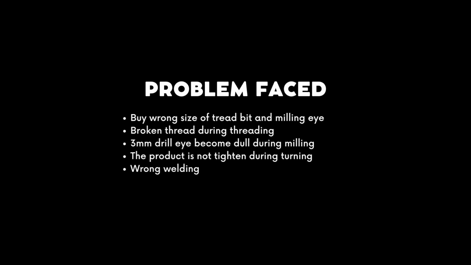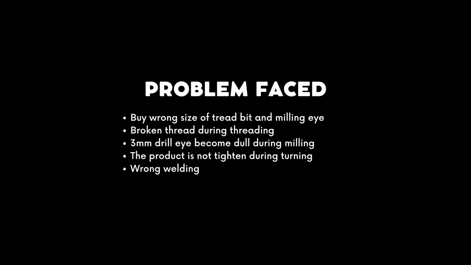Next, we go to the problems faced during the process and the way to overcome them. So the first problem is when we bought the wrong size of thread bit and drill bit. The way we overcame it was by buying the new threading bit and milling bit with the correct size.